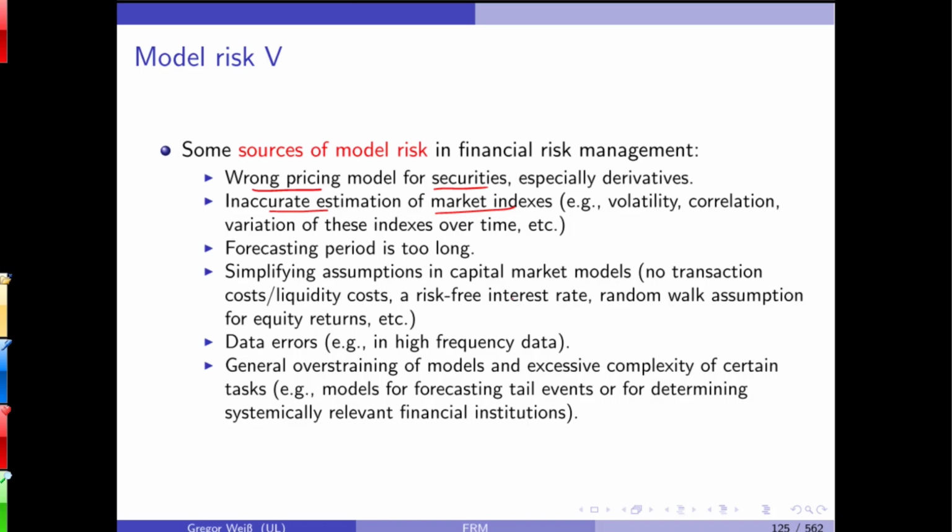So all those typical model assumptions in financial models are usually not fulfilled in reality, and this will introduce model risk. Data errors, general overstringing of models and excessive complexity of certain tasks. Models for forecasting tail events, determining systemically relevant financial institutions, and so on. This is quite interesting.